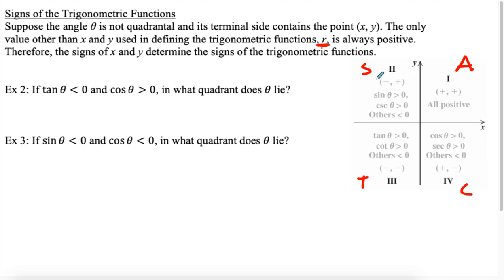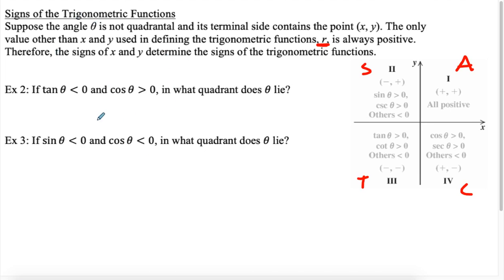Now, for the other three, cosecant, secant, and cotangent, since those are just the reciprocals, that doesn't change the sign, right? So if sine is positive, cosecant is positive. Cosecant and sine will always have the same sign. Tangent and cotangent will always have the same sign. Cosine and secant will always have the same sign. Okay? So let's take a look at a few examples here.